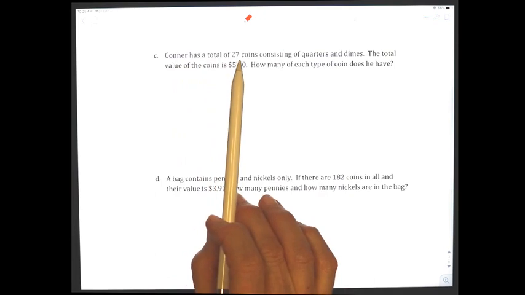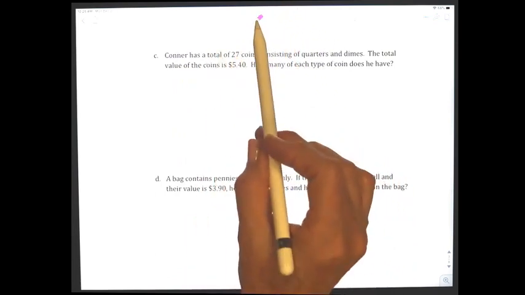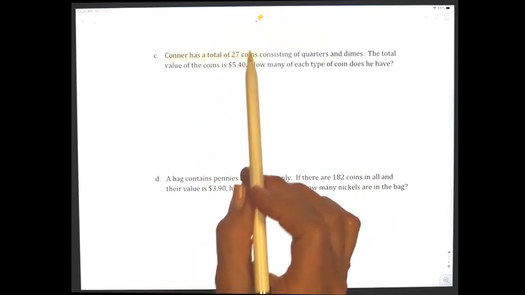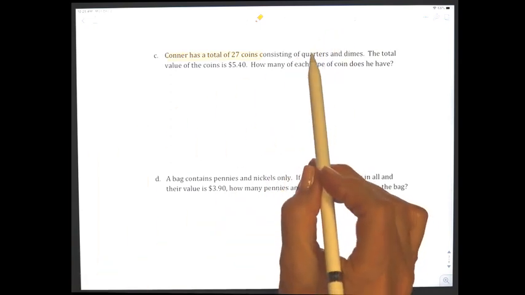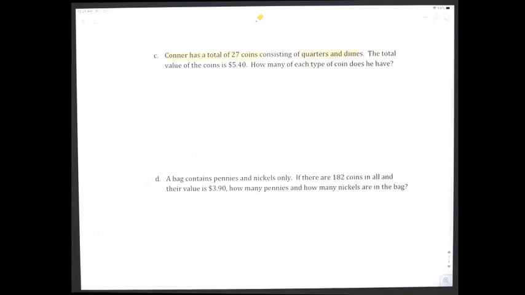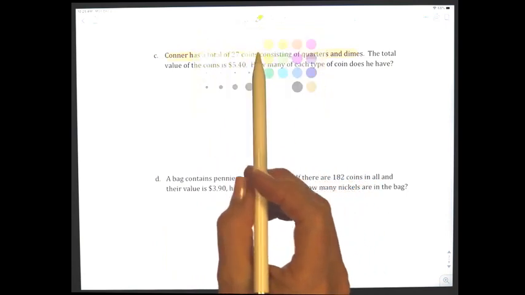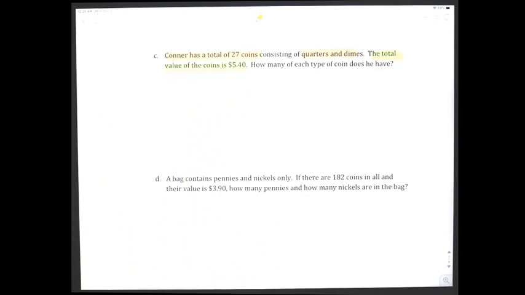So Connor has a total of 27 coins, consisting of quarters and dimes. So that is going to be my first little equation right there. And this part out here, quarters and dimes, is going to help me identify what I'm working with. The total value of the coins, so this is going to be my second equation. Total value of the coins is $5.40.